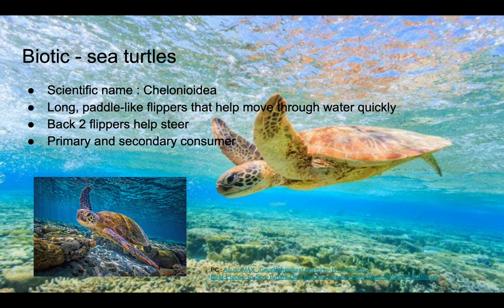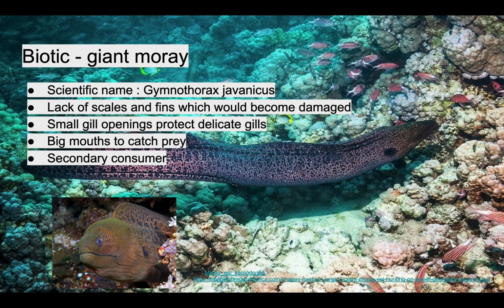Sea turtles. They have long paddle-like flippers that help them move through the water quickly, and the back 2 flippers help them steer. They are primary and secondary consumers.